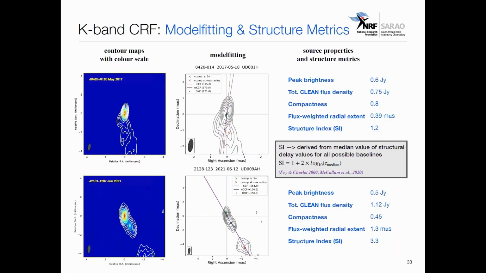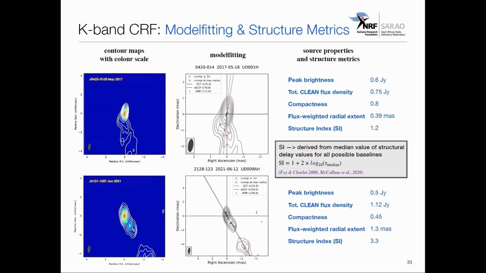This is just one example. We have two sources here. This is a relatively compact source, some weak structure. This is a source with some bright extended emission. This is the result of our model fitting. We can see the jet directions given in the legend over there for these two sources. And then we have these structure metrics that we use to measure the amount of source structure.